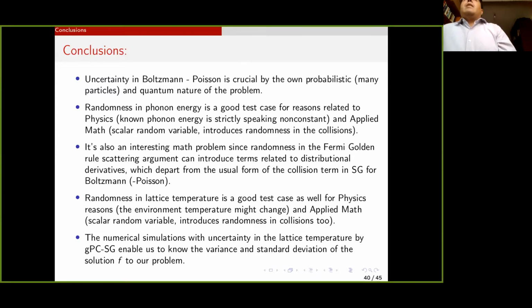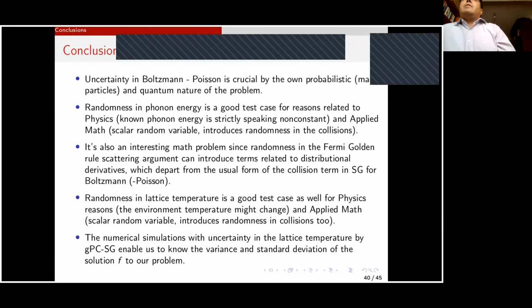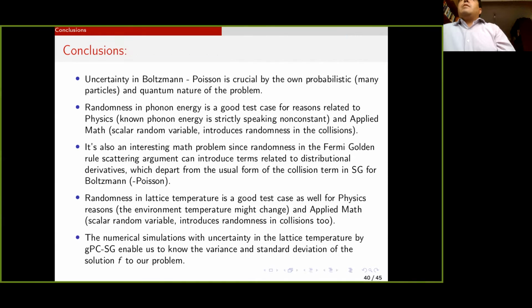The second thing, we have presented two test cases, which I think are useful from the applied mathematics physics side, because randomness in the phonon energy is a good test case, meaning that we know experimentally the phonon energy is not constant and it's a scalar problem. So this is a nice test case. And for the other part, I think it's also an interesting math problem because randomness in the Fermi golden rule, meaning in these Dirac deltas, introduces randomness in the argument of the Dirac distributions.